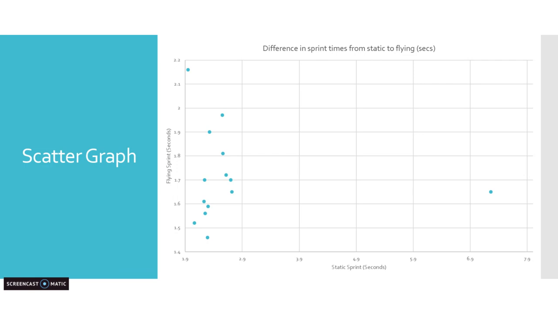So you can clearly see, say for the anomaly all the way out on the right, that their static sprint time in seconds was probably around like 7.23, and then their flying sprint time, however, was 1.65, 1.66. So you can use a scatter graph to clearly show, say, a participant who's done two different tests, where they'd fit simply on one graph.